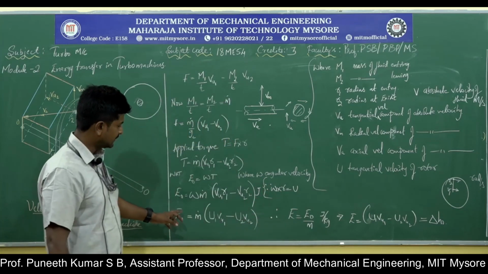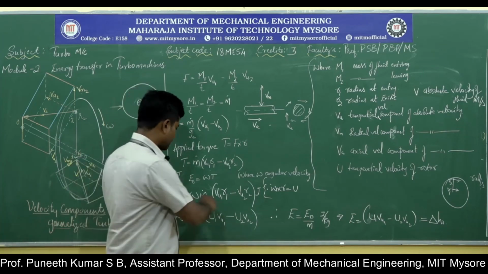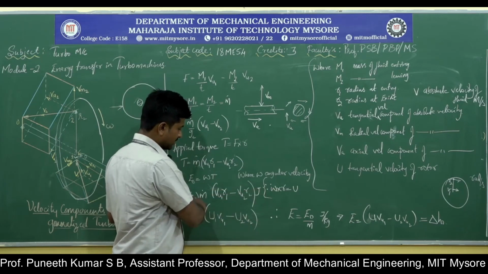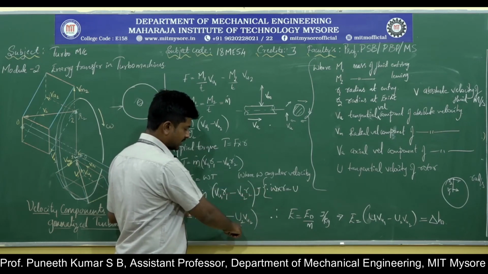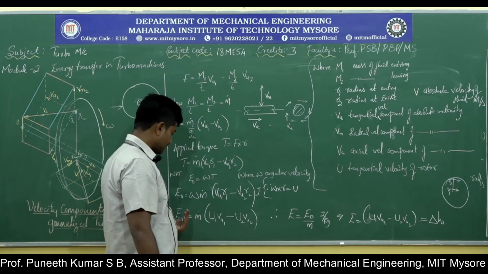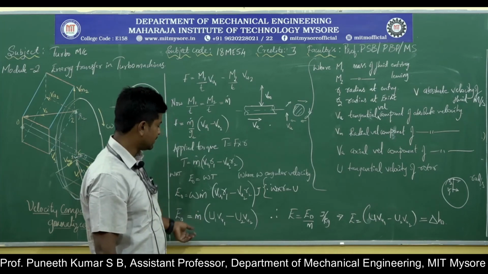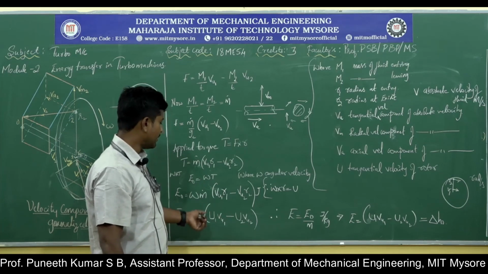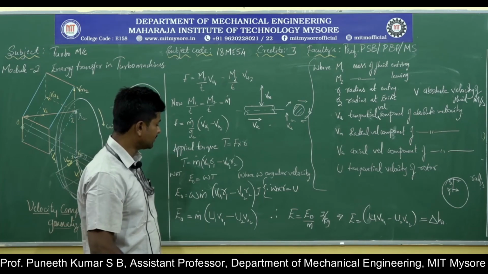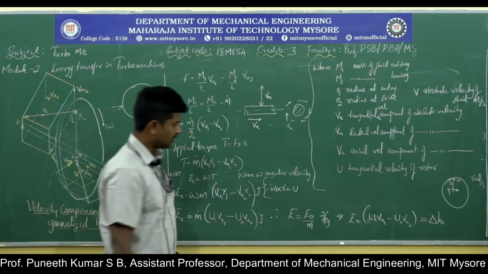Next, E naught is equal to m dot. If I multiply omega into R1, I will get U1. Similarly, omega into R2, I will get U2. I have rearranged the equation into this format, which is the total energy transfer when I know the total mass flow rate. So E naught is equal to m dot into (U1 VU1 minus U2 VU2). Once again the unit is joule.